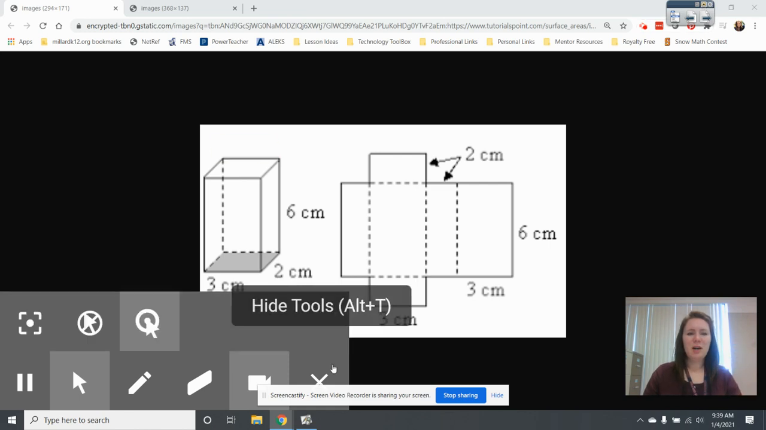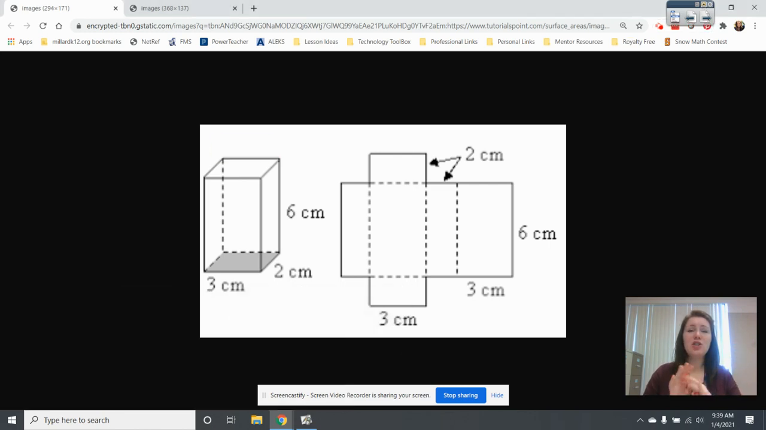Hi, today I'm going to talk about finding the surface area of a prism. So first off, let's talk about what surface area is. Surface area is just like what it sounds like, the area of the surface of a shape. In the past, we've done volume. Volume is how much space is inside of a shape, and surface area is just the outside, how much area is on the outside of a shape.